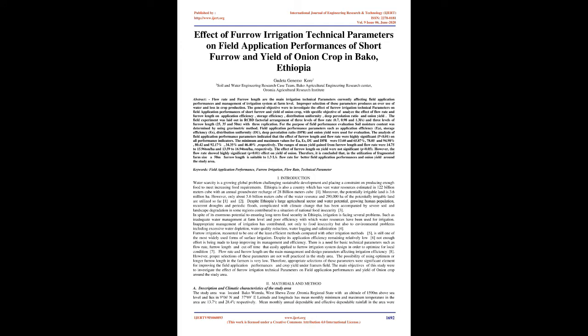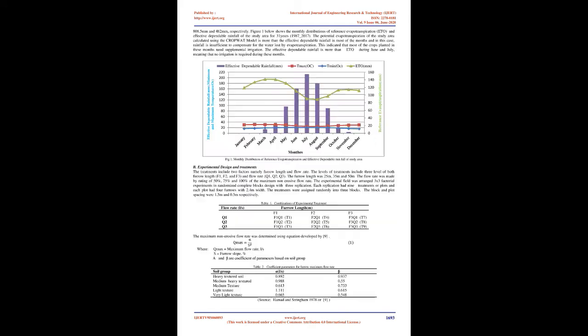Introduction. Water scarcity is a growing global problem challenging sustainable development and placing a constraint on producing enough food to meet increasing food requirements. Ethiopia is a country which has vast water resources estimated at 122 billion meters cube with an annual groundwater recharge of 28 billion meters cube. Moreover, the potentially irrigable land is 3.6 million ha. However, only about 5.6 billion meters cube of the water resource and 290,000 ha of the potentially irrigable land are utilized so far [1, 2].